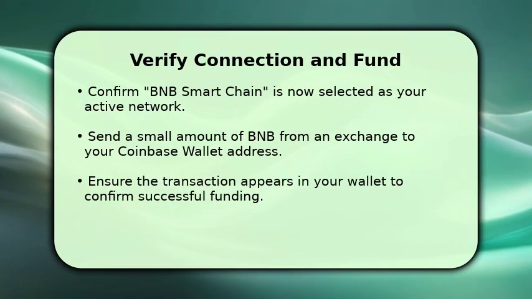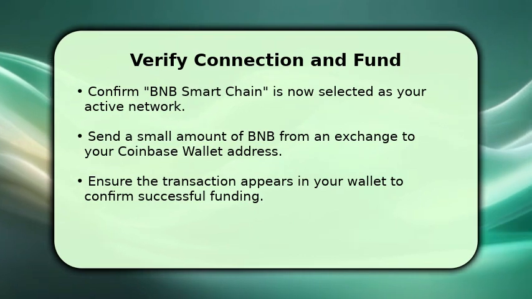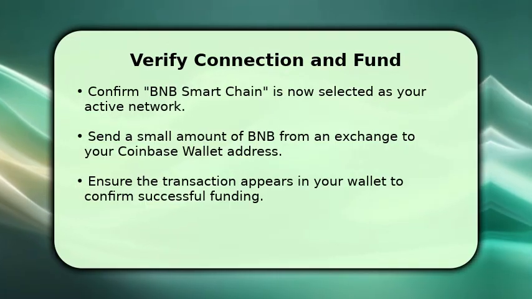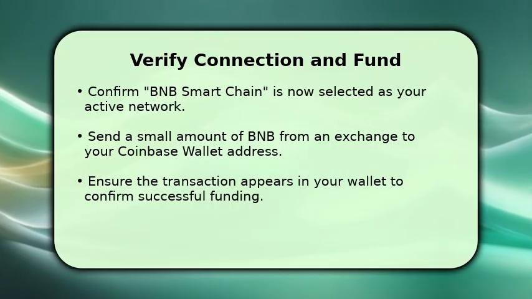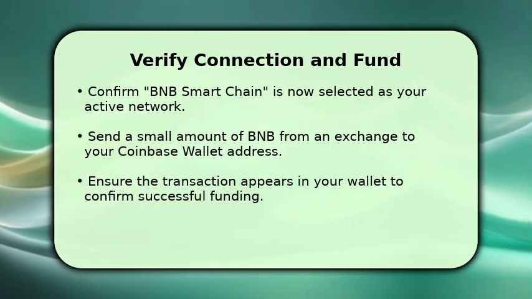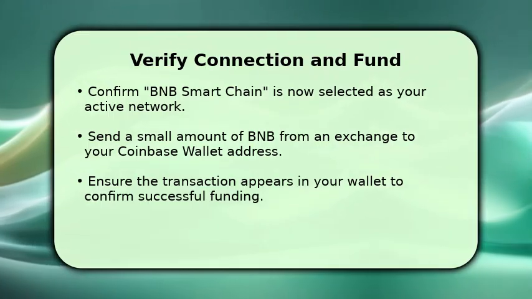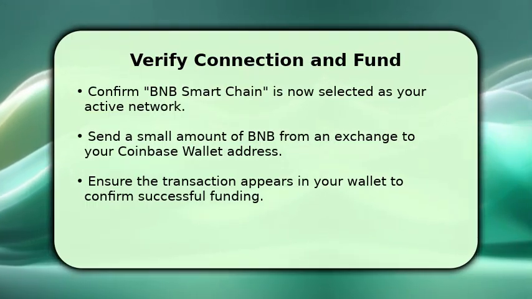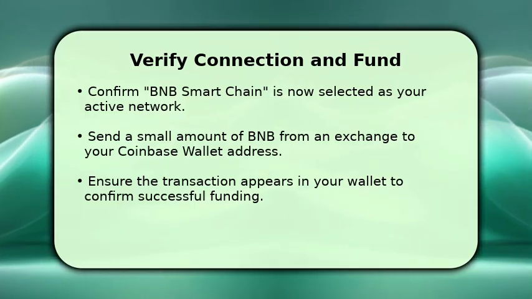With the network added, it's time to verify the connection and fund your wallet. First, ensure that BNB Smart Chain is selected as your active network within the wallet. Next, send a small amount of BNB from a centralized exchange, like Binance, to your Coinbase wallet's BNB address. This step confirms that your wallet is correctly configured and ready to receive assets on the new chain. Always start with a small test transaction.